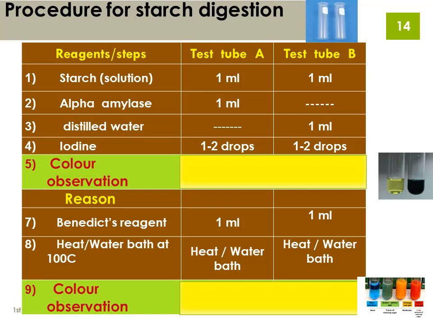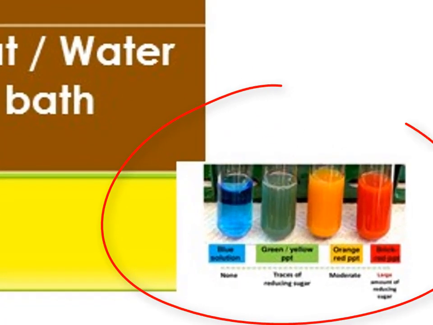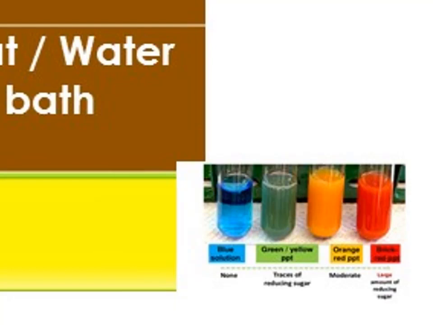To confirm the digestion of starch by amylase enzyme, in the next step, 1 milliliter of Benedict's reagent is added in both the test tubes. In the last step, heat or boil both test tubes in water bath. A color change from blue to green, yellow or red is expected in test tube A, where the digestion has occurred and starch is converted into disaccharide.